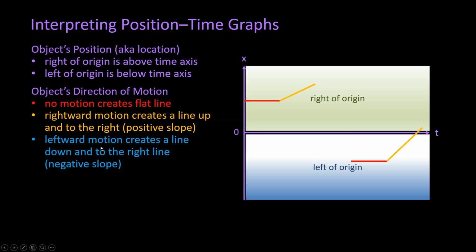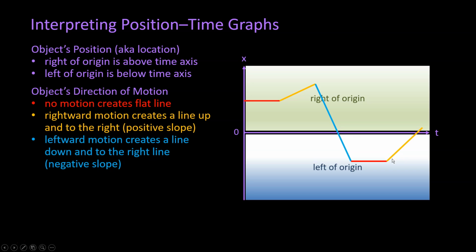Conversely, leftward motion is going to create a line that's down and to the right, as we see here. And again, that's because if we're moving downward on the y-axis, if we have a change in the y-coordinate, that means that we're moving to the left. Notice you can be moving leftward and still be right of the origin.